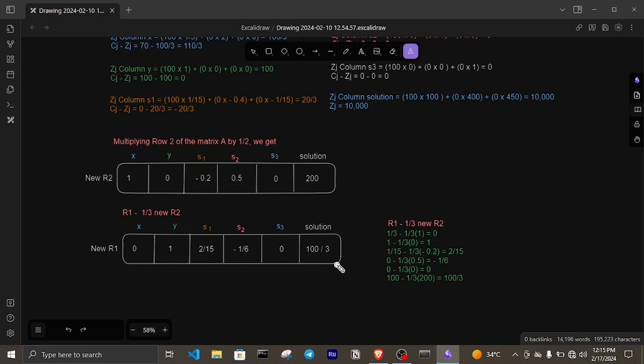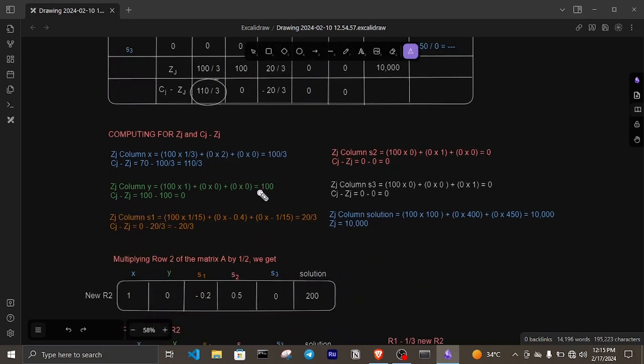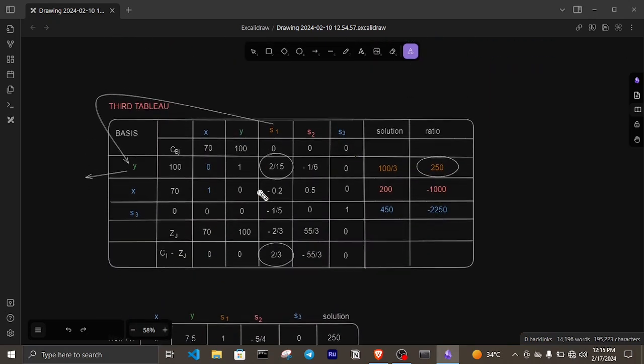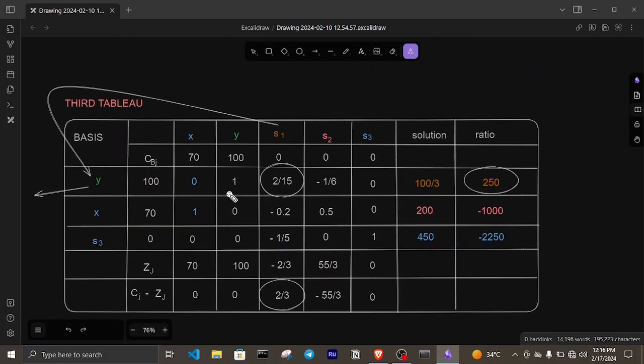Remember, the row 3 is not going to change because the value that was under the 2 was already 0. Okay, so remember, for basic variables, they have 1, and any other value on that column has to be 0. Alright, so I'm going to draw out my third tableau. You can see that I have filled in my new row 1 and my new row 2, but the row 3 did not change, it remained the same.